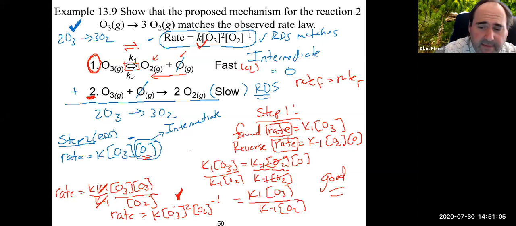So this type of mechanism problem is a common one. Again, you sort of have to use the other steps to find the intermediate, substitute in, do a little bit of math, and that way you can compare apples to apples in this particular case. Any questions on that side?